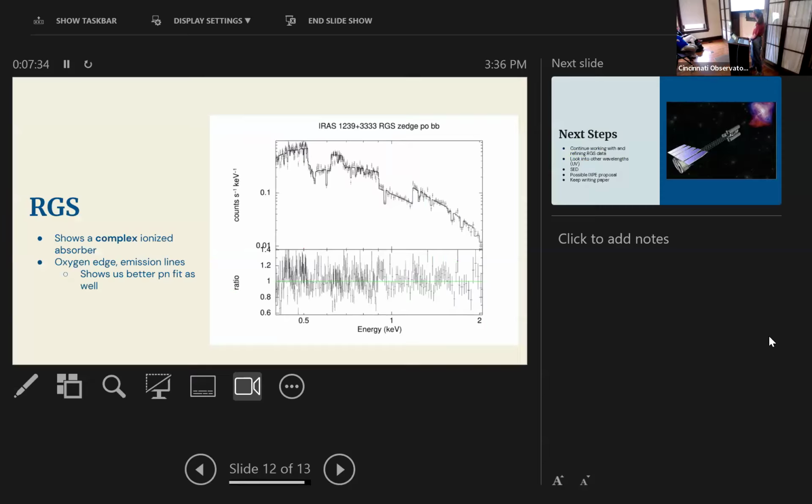So the RGS data does show an ionized absorber model, but it shows a more complex one. We see an oxygen edge and some emission lines, and when we take the model that we used with the RGS data and put it back in the PN data, it shows us a better fit for the PN data as well. And this is what I was talking about here with this RGS data. Those 2 dips in the data are where the micrometeorites have hit those sensors. So they get a little wonky, but the overall model is still helpful for us.